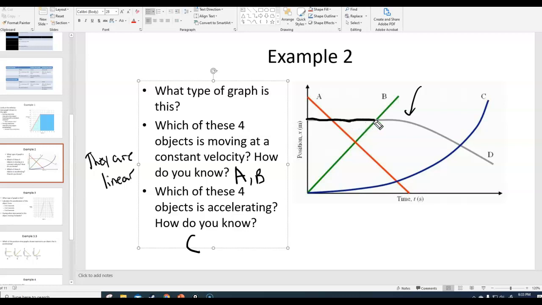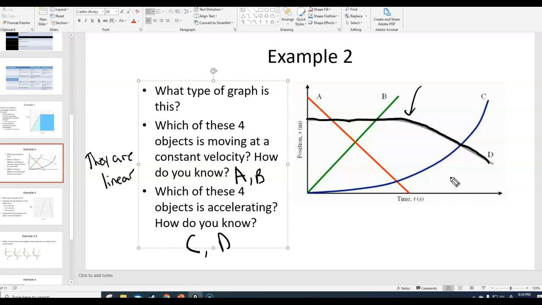So not moving, not moving, not moving. And then right here you can see this little bit of a curve as it starts to move, and then it's moving with a constant velocity after that. If it goes from not moving to moving, there has to be some acceleration to make that happen. So I would say C and maybe part of D. D is a little tricky. There is some acceleration in there. So that is example 2.